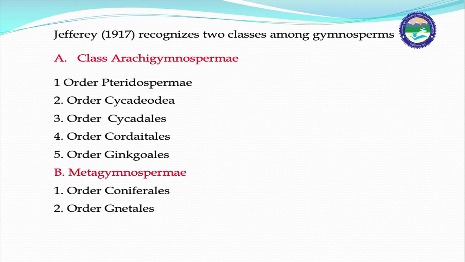The second class, that is Metagymnospermae, includes plants which possess simple leaves and have no resemblance to the ferns. Second, they possess non-motile male gametes and the pollen grains grow into a pollen tube. It includes two orders. The first is order Coniferales, which includes living genera like Pinus, Cedrus, Taxus, Podocarpus, Taxodium, etc. It also includes fossil genera. Order Gnetales includes Ephedra, Gnetum and Welwitschia and many other fossil genera.